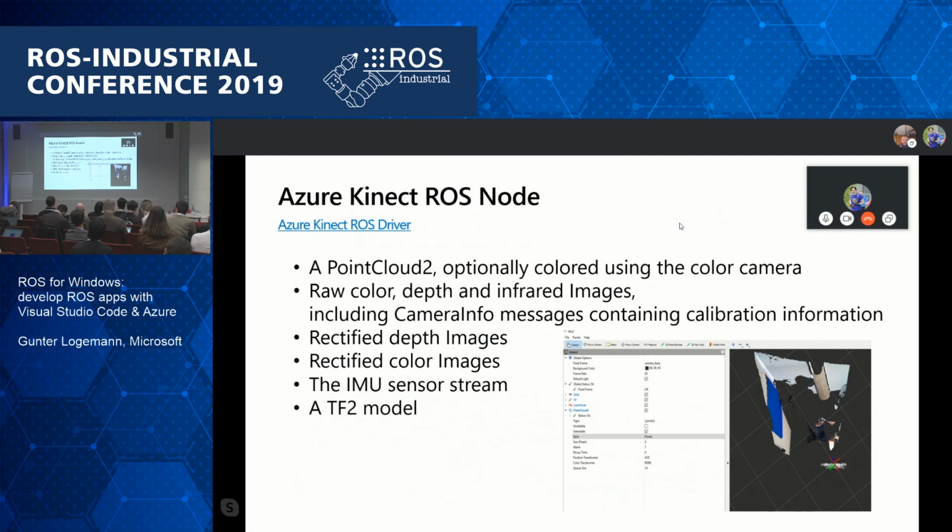In general, the ROS node gives you everything you actually expect from this. So the point cloud 2, depth and infrared camera frames, pretty much what you also have in the old Kinect. However, you have much more resolution. You have better resolution, better images, better lighting. Everything is much better, and you have an IMU sensor and a TF module on this ROS node as well.